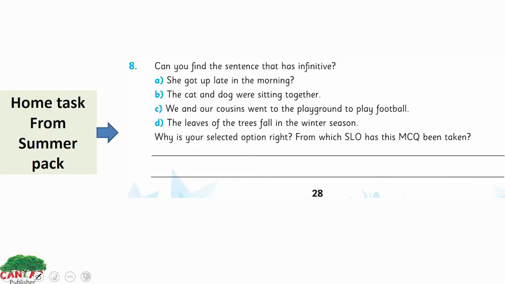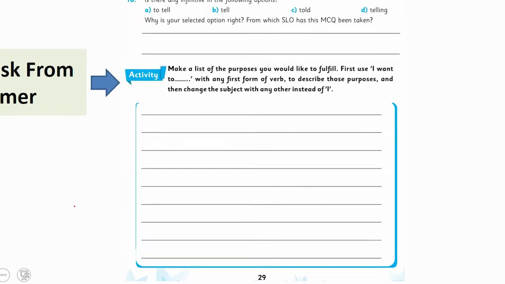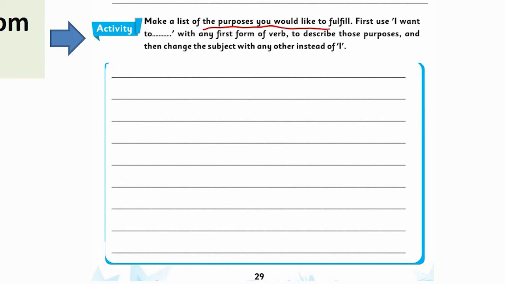This is your home task from summer pack. This is also your home task from summer pack, and we also have an activity here. Make a list of the purposes you would like to fulfill. First, use I want to with any first form of verb to describe those purposes, and then change the subject with any other instead of I. Activity करनी है.